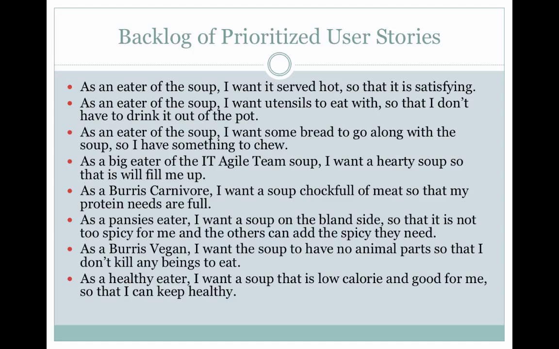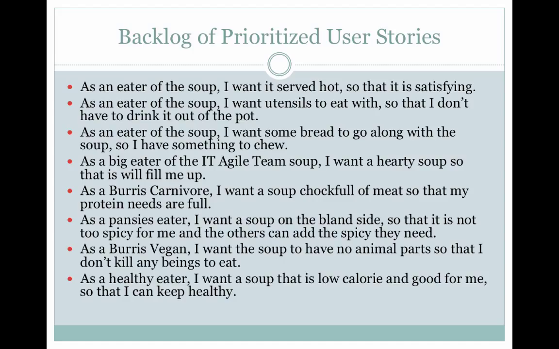So then we get our backlog of user stories in priority. The highest priority story is the top of the backlog. The lowest priority story is at the bottom. As an eater of the soup, I want it served hot so that it is satisfying. As an eater of the soup, I want utensils to eat with so that I don't have to drink it out of the pot. As an eater of the soup, I want some bread to go along with the soup so I have something to chew.